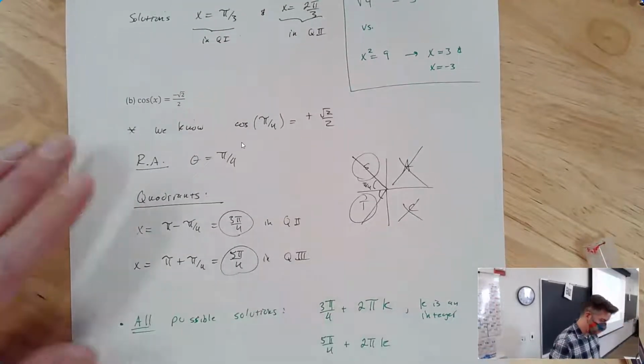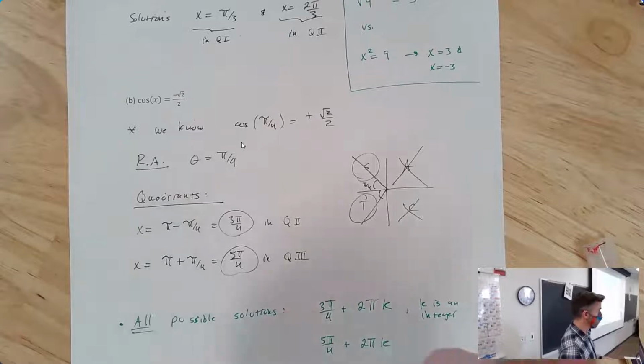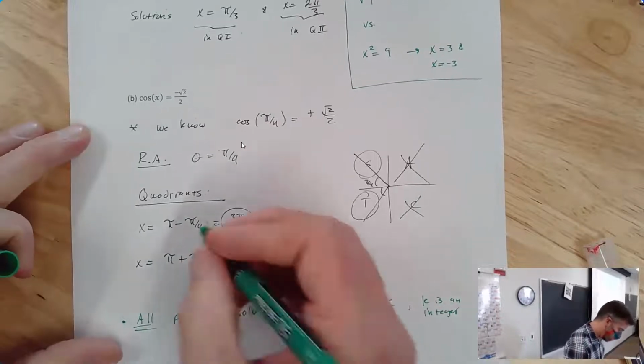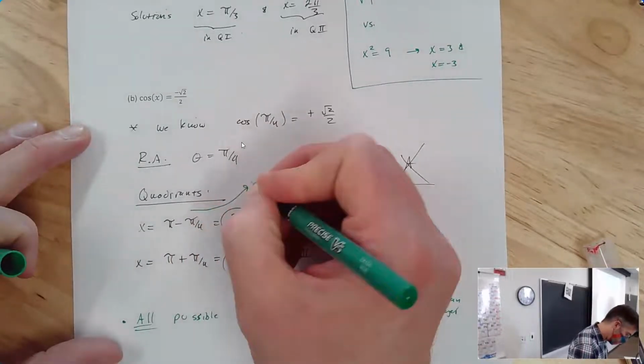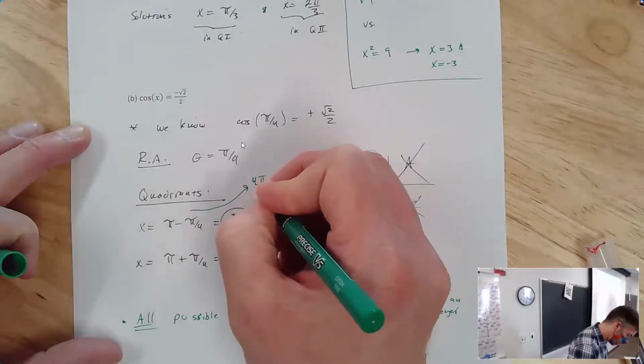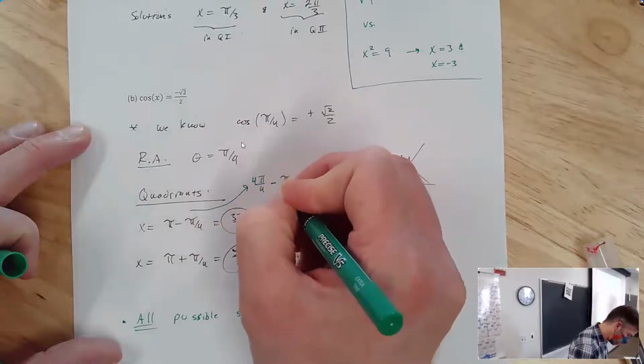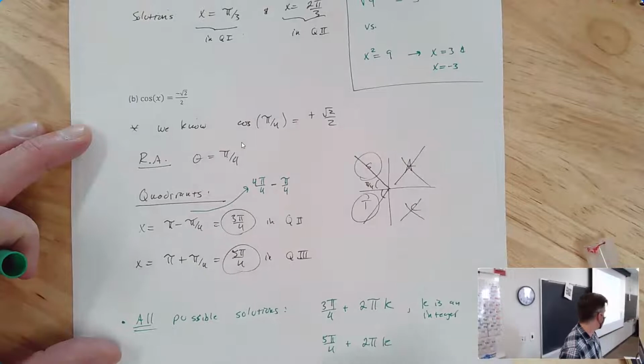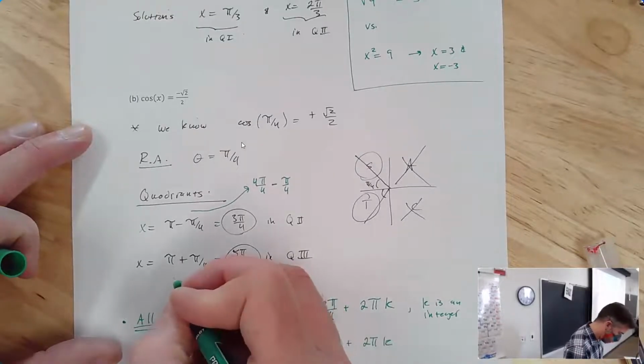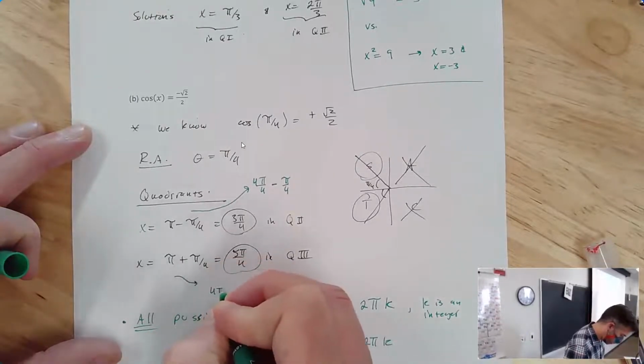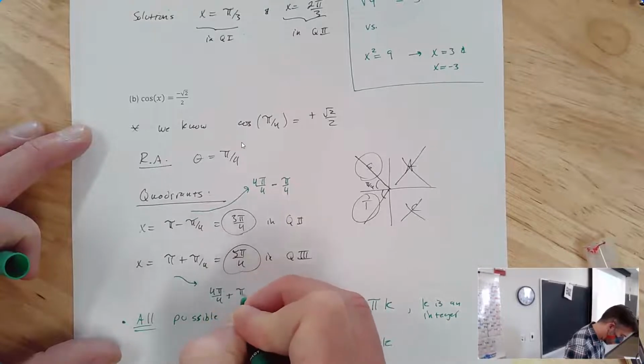So pi plus pi over 4. What I'm not showing is the getting of a common denominator. So really what's happening here is we have 4 pi over 4 minus pi over 4, and then 4 pi minus pi is 3 pi over 4. Same deal here. This is 4 pi over 4 plus pi over 4.